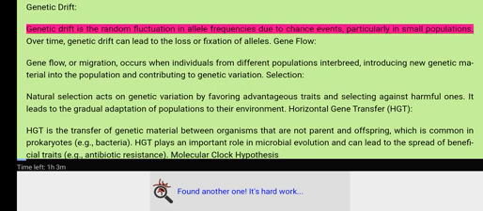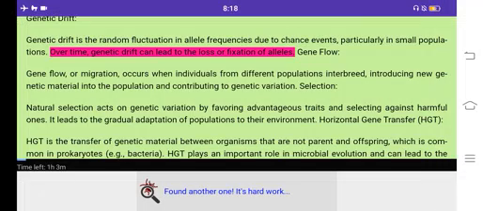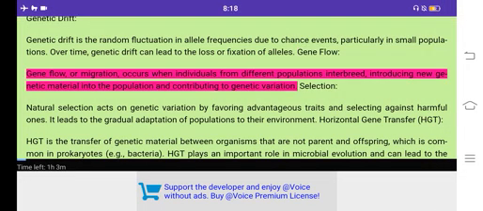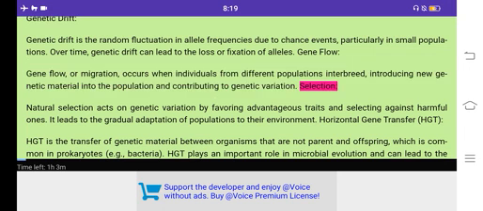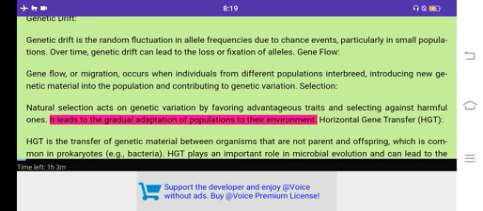Genetic drift. Genetic drift is the random fluctuation in allele frequencies due to chance events, particularly in small populations. Over time, genetic drift can lead to the loss or fixation of alleles. Gene flow. Gene flow, or migration, occurs when individuals from different populations interbreed, introducing new genetic material into the population and contributing to genetic variation. Selection. Natural selection acts on genetic variation by favoring advantageous traits and selecting against harmful ones. It leads to the gradual adaptation of populations to their environment.